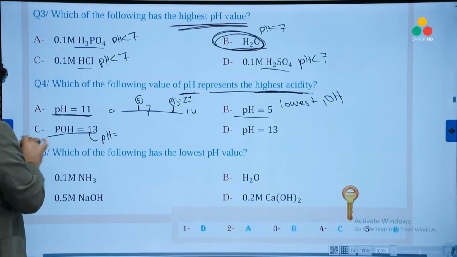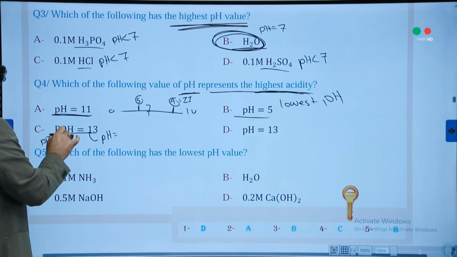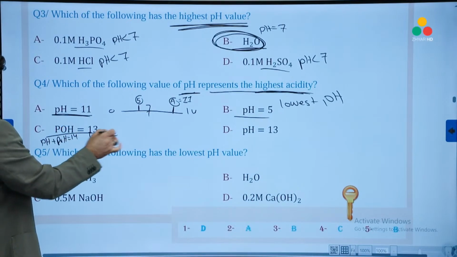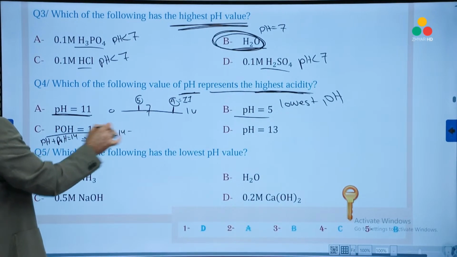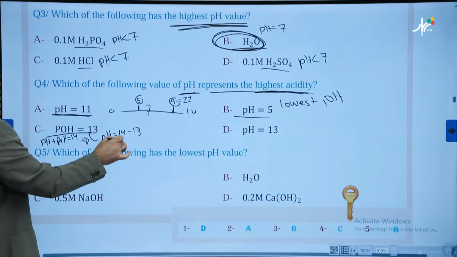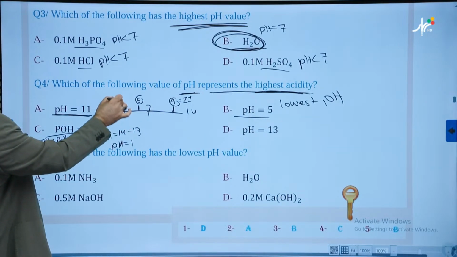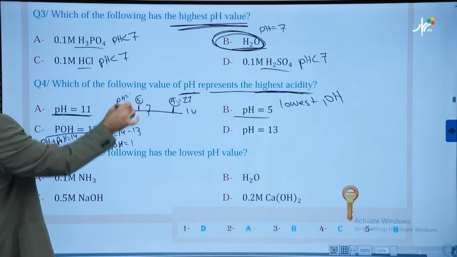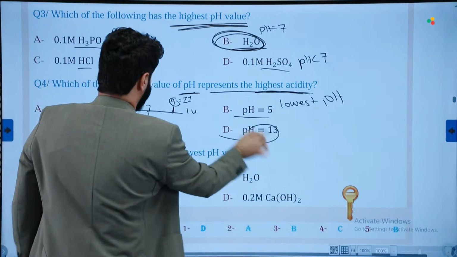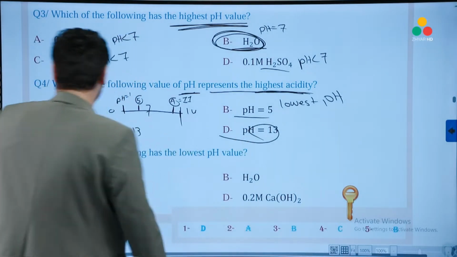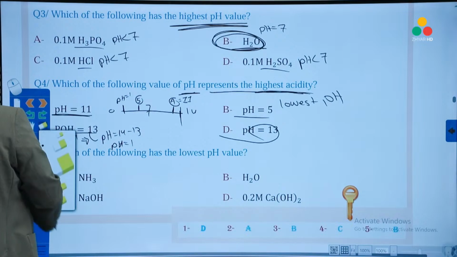pH plus pOH equals 14. So pH equals 14 minus 13. pH is 1. It's almost here. Okay, and now this one, pH is 13. It's almost here. So the point is, we don't need this scale, by the way, my dears.